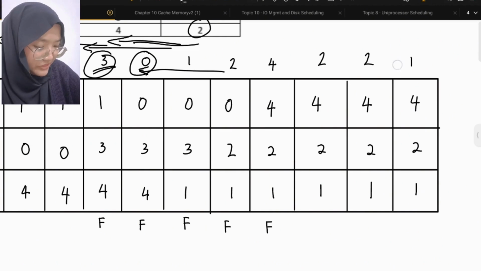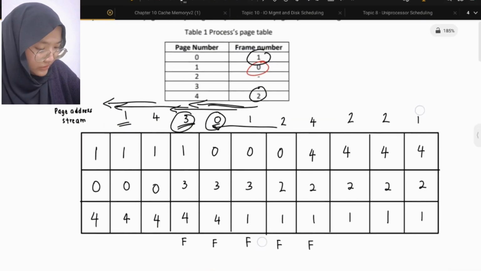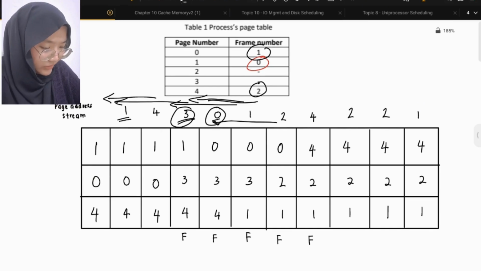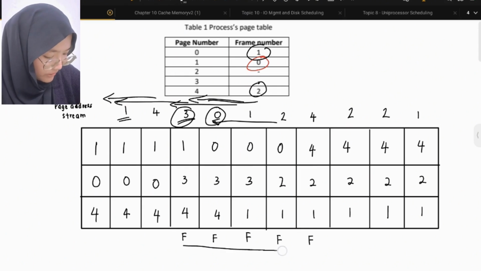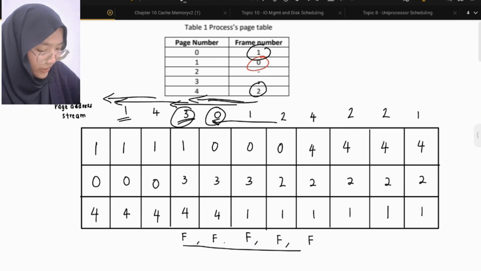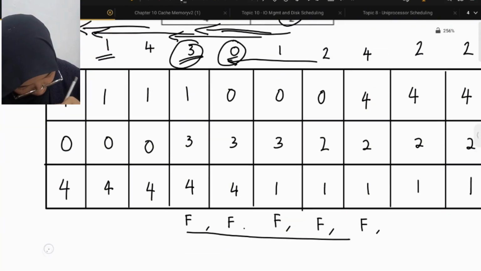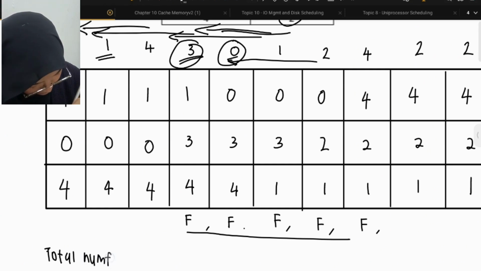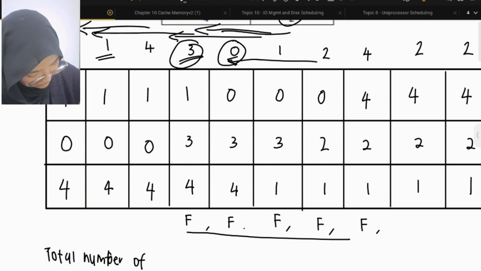So we already finished our work. As you can see, we have 1, 2, 3, 4, 5. We have 5 page faults. So the total number of page faults is 5.